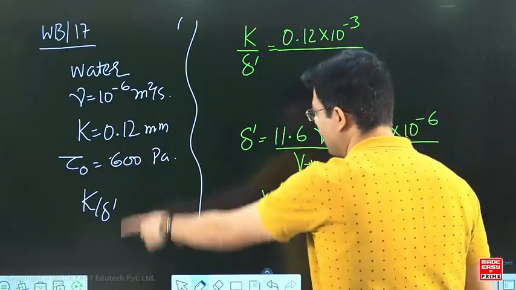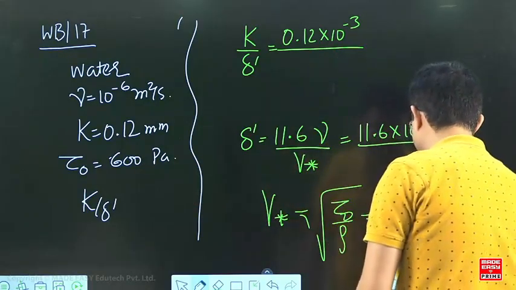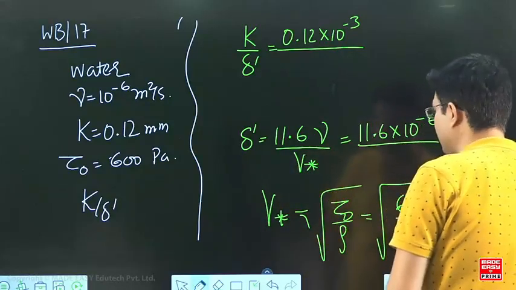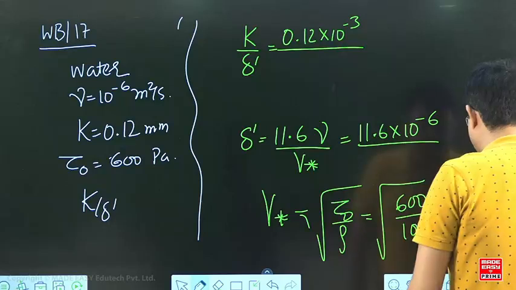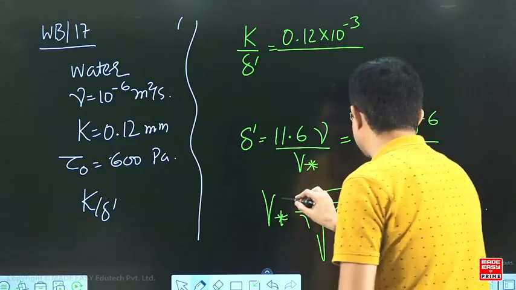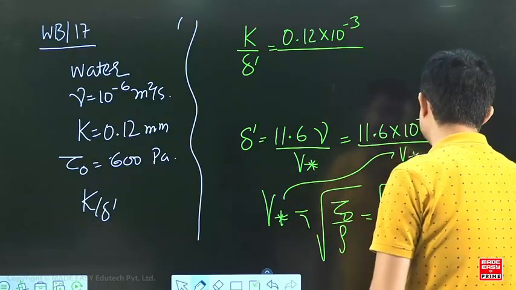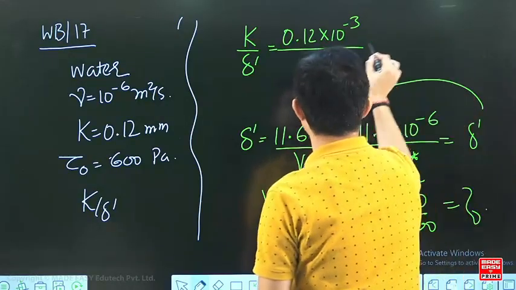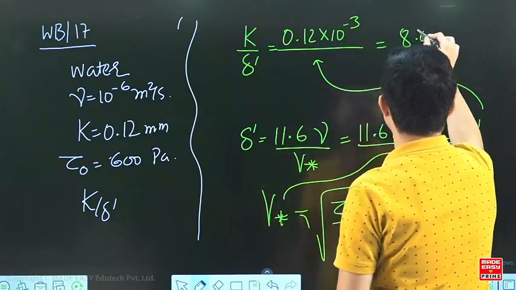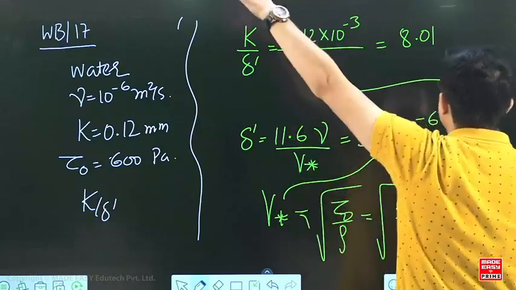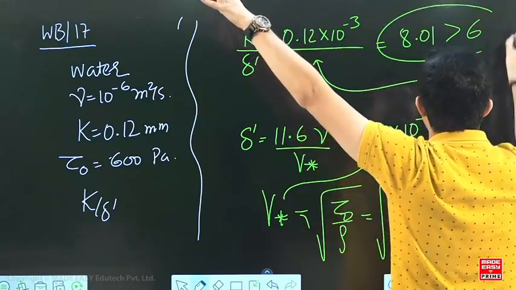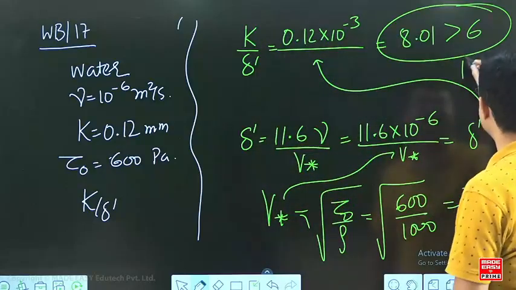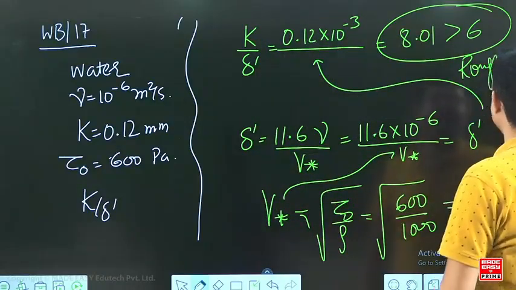Tau naught is how much? 600, divided by rho. Rho is water, so this is 1000. So from here, can you find the value of V star? Yes. Put the value of V star in this, find the value of delta dash, put this in k by delta dash, and you will get your answer as I think 8.01, which is greater than 6, indicating that the pipe is a rough pipe.